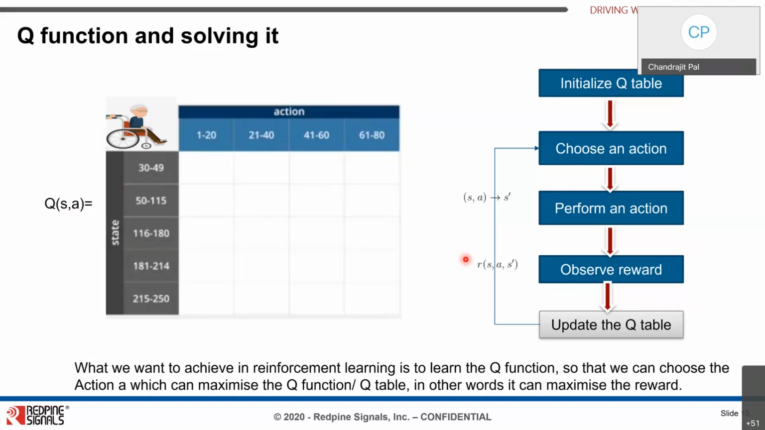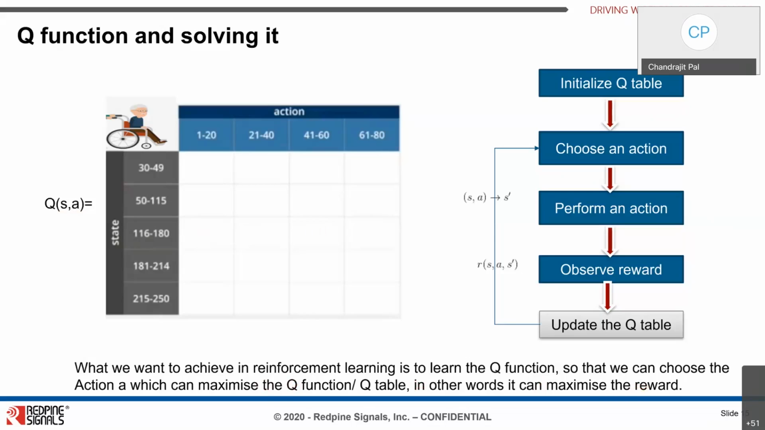Okay, so at that particular time, you can say that given a particular state, which set of action to be taken, we can reach that particular coordinate with ultimate success. Okay, so what we want to achieve in reinforcement learning is to learn the Q function so that we can choose the action A, which can maximize the Q function or the Q table. In other words, it can maximize the reward.